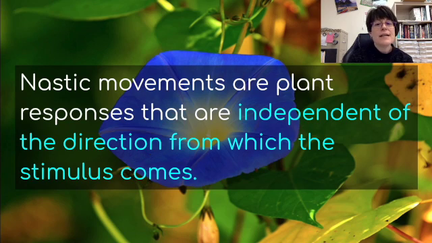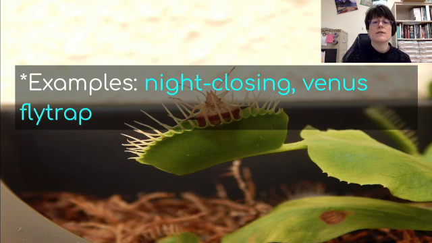There are also nastic movements, and these nastic movements are plant responses that are independent of the direction from which the stimulus comes. So, unlike gravitropism or phototropism or thigmotropism, it doesn't matter where the stimulus is coming from. So an example of this are night closing for flowers and leaves, because it doesn't matter where the stimulus is coming from, and the Venus flytrap. We see here it has captured an insect that also does not depend upon the direction of the stimulus.